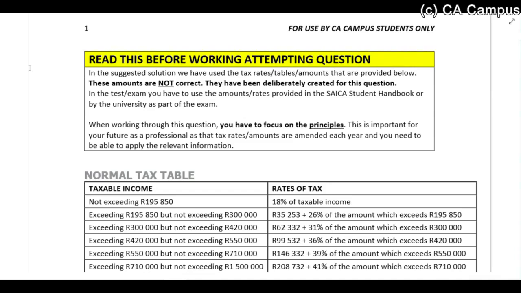Please remember, in the exams you will obviously have to use the relevant tax rates and tax tables, which can be found in the latest SAICA student handbook, but they'll also provide you with a copy of them in the exam. Use what has been given to you in the tests and the exams. You should not memorize the rates and amounts in any case because they are constantly updated, and these tax rates and tax tables do work in exactly the same way.